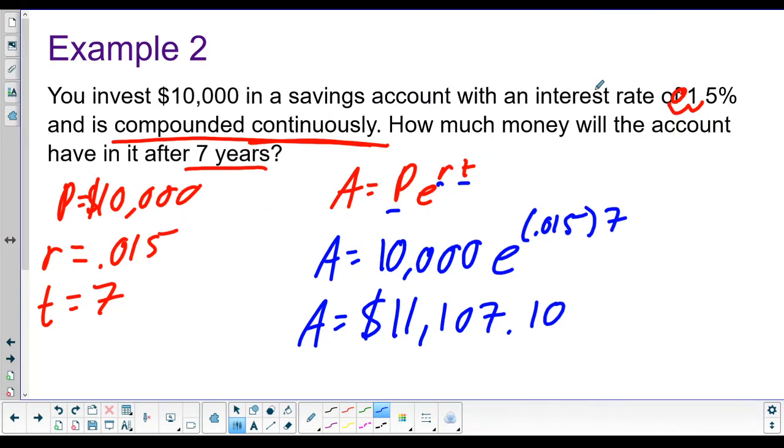There you go. So that's how you are going to do your homework. You just read the equation or the problem, pick out the variables that you need, throw them into the equation, and then you're home free as long as you can type stuff into a calculator.